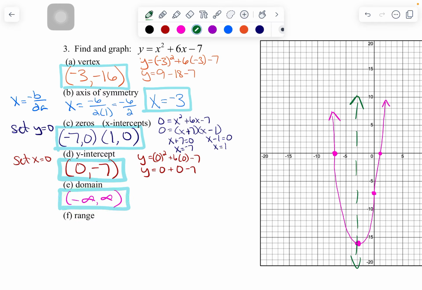Your range in this case does have a restriction. There is a low value here that your graph will never go any lower than, and that is going to be negative 16. How high? Positive infinity. Negative 16 does take a bracket there. And that is your range.